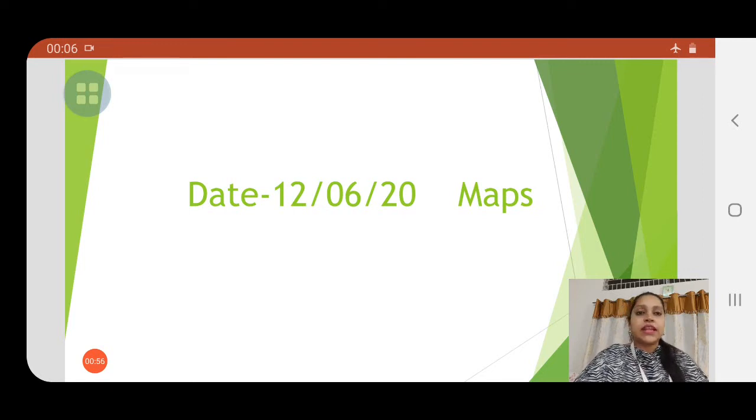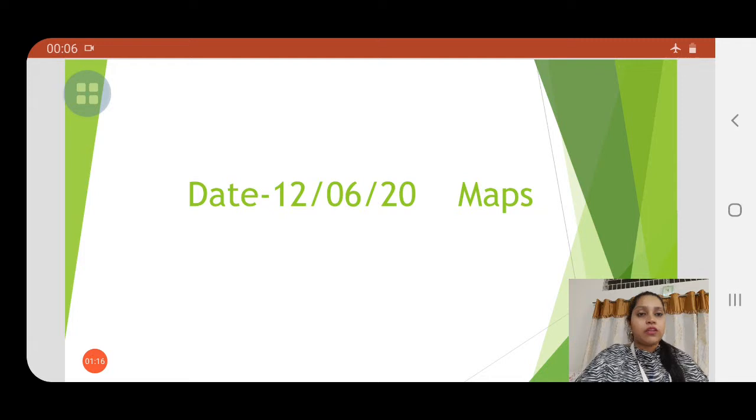Then we also studied, children, about landmark. Now, what is a landmark? Landmark can be anything. It can be a prominent building. It can be a very important place which helps us to get to a destination in a better way. So, children, let's proceed with our next topic.